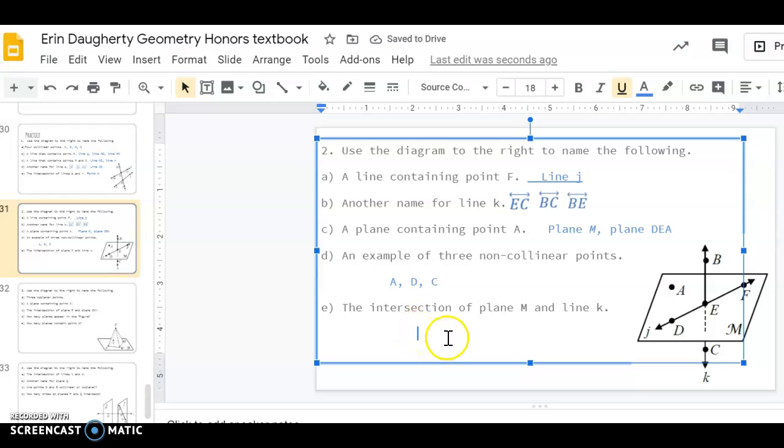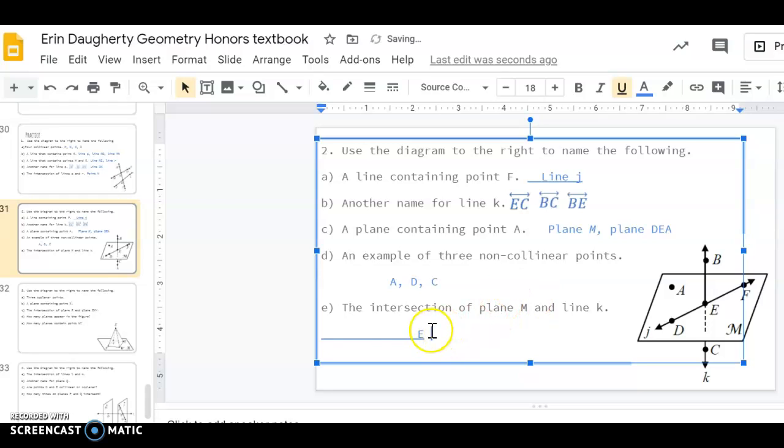For this next one, we're going to have the intersection of plane M and line K. This is the plane for M, and then the line K kind of shoots right through it, kind of like a pencil going through a piece of paper. And where they meet is at point E.